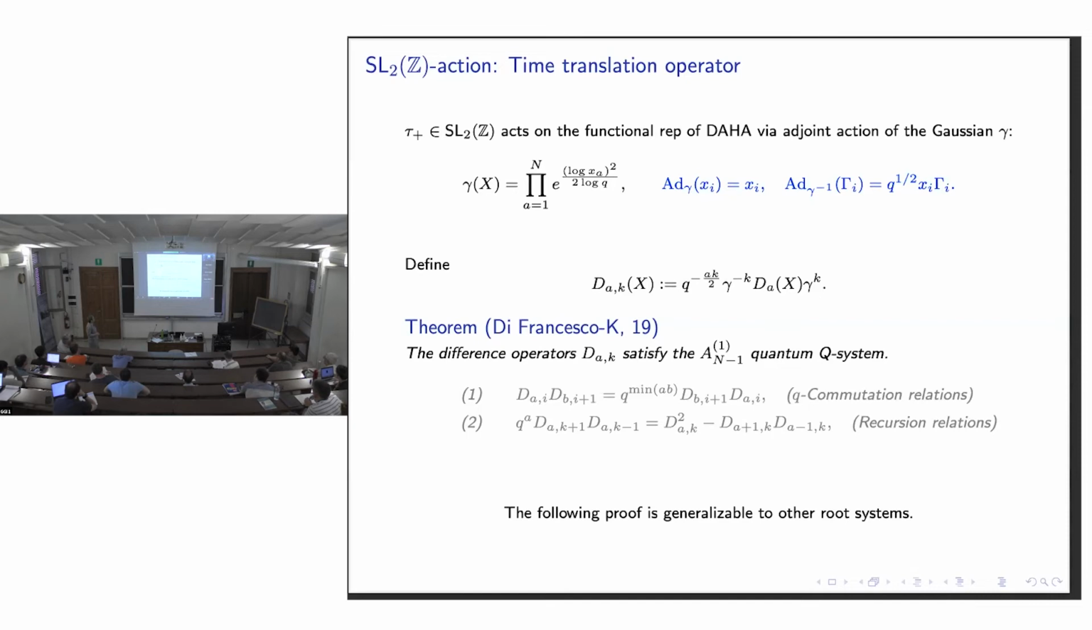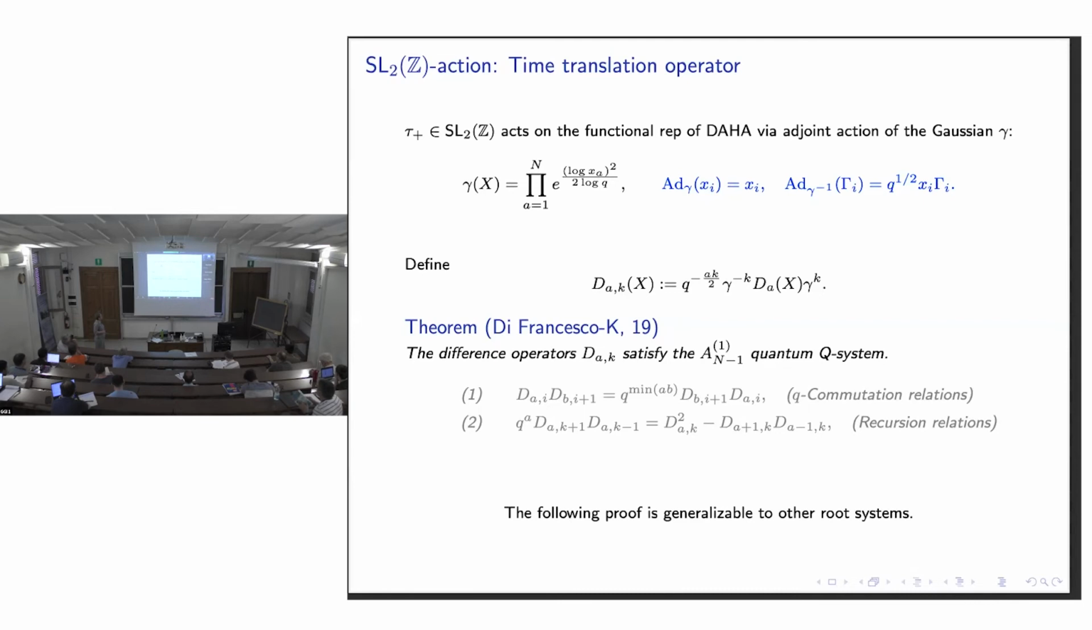So I claim that this, for me, is the time translation operator. If I define D_a^k to be the adjoint action of gamma to the k acting on the Macdonald operator in the Whittaker limit, these actually are the solutions of the quantum Q system, I claim. So this is a combinatorial statement. So I have a bunch of fairly simple or complicated looking Q difference operators, and one can actually work with them explicitly. And it's rather difficult, and it's kind of a miracle, the fact that they satisfy this quantum Q system.